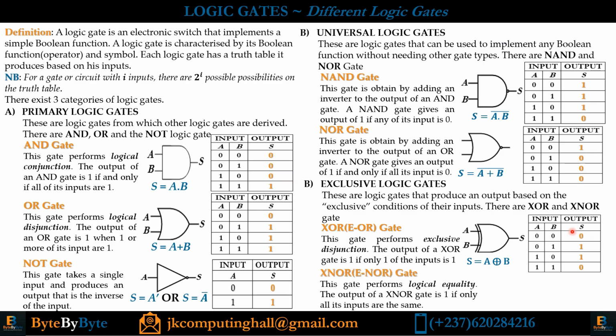The XNOR, also known as the ENOR gate, performs logical equality. The output of a XNOR gate is 1 if and only if all its inputs are the same. That is the symbol for the XNOR gate, and that is the expression. Just as for the NAND and the NOR, an inverter is added to the output of the XOR gate to get this.